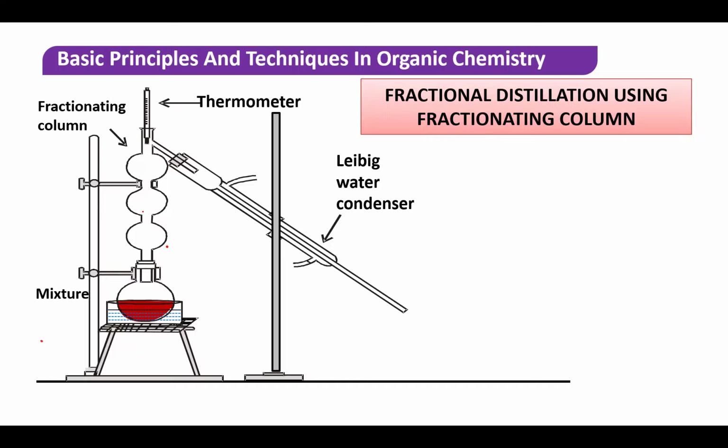Now in MCQs they ask why we use a fractionating column, or name the apparatus. They will say this is a fractionating column. Now look, I am going to heat it. Now what will happen? Tell me. Vapors. First, look, you can see both the liquids are going, but only one of them will enter into the condenser.